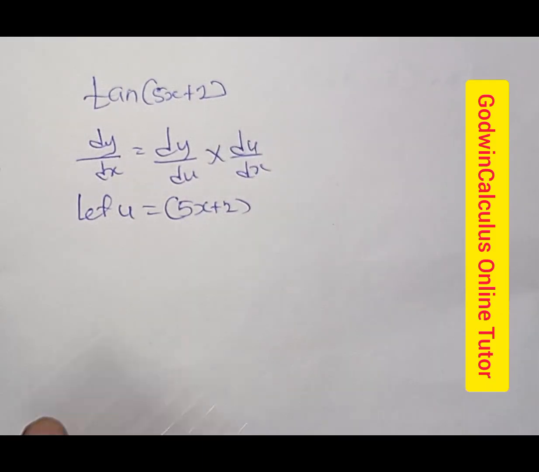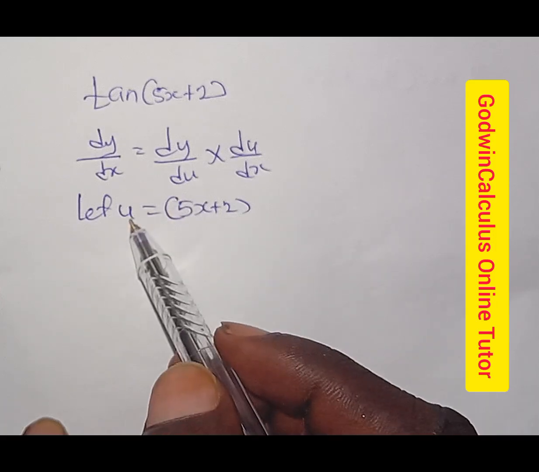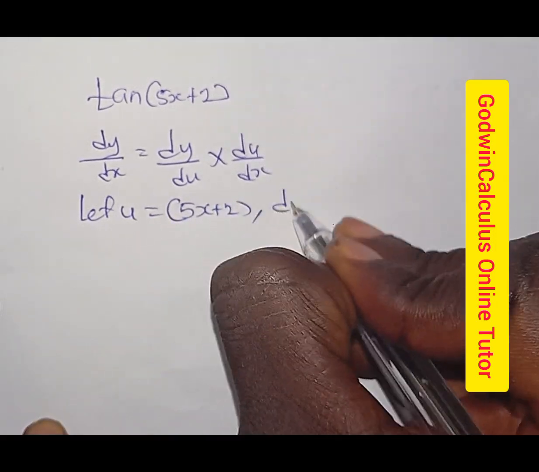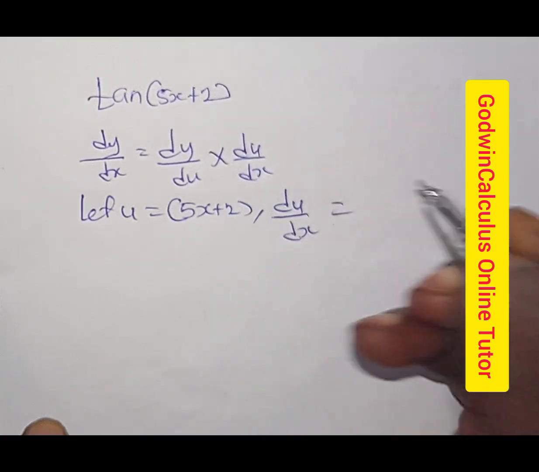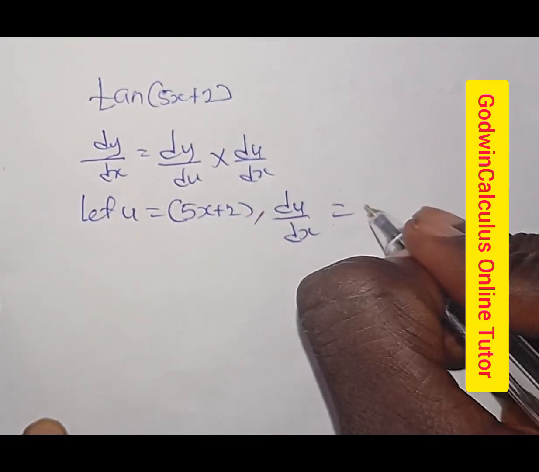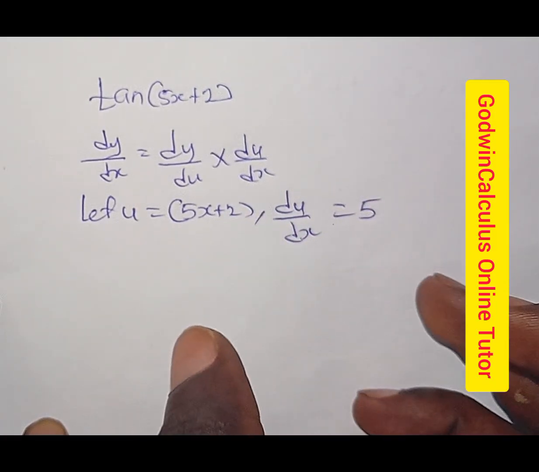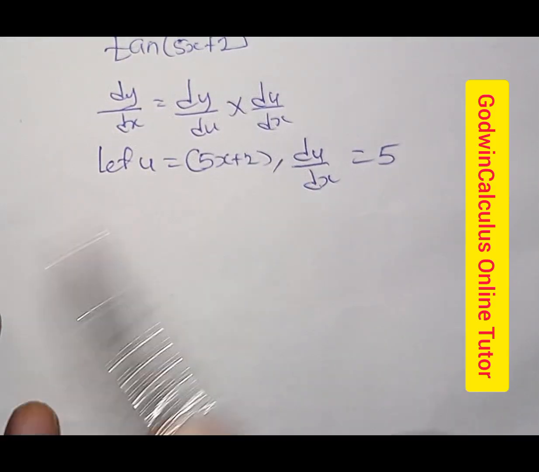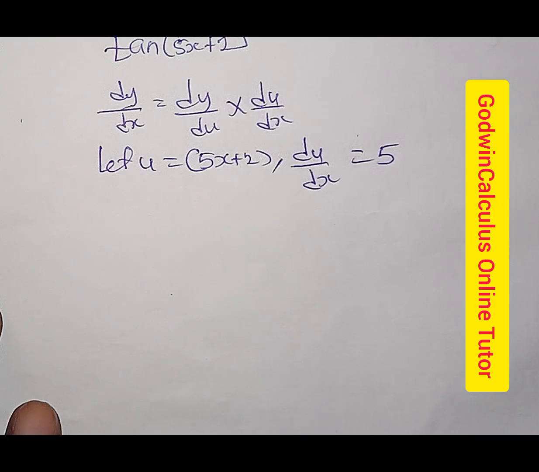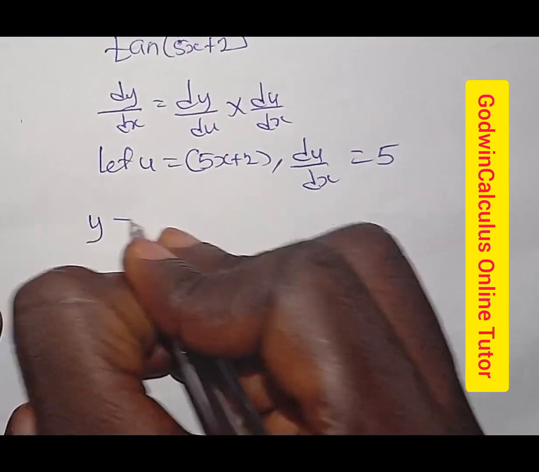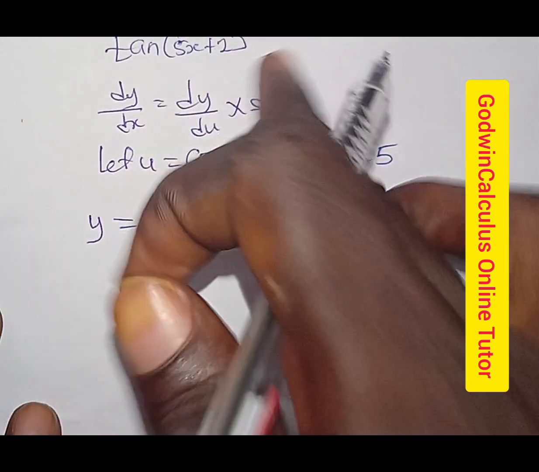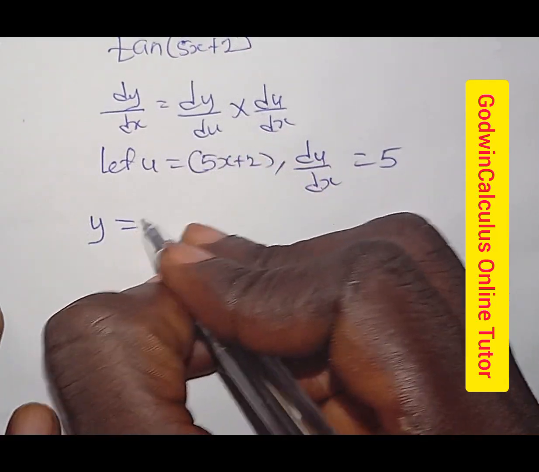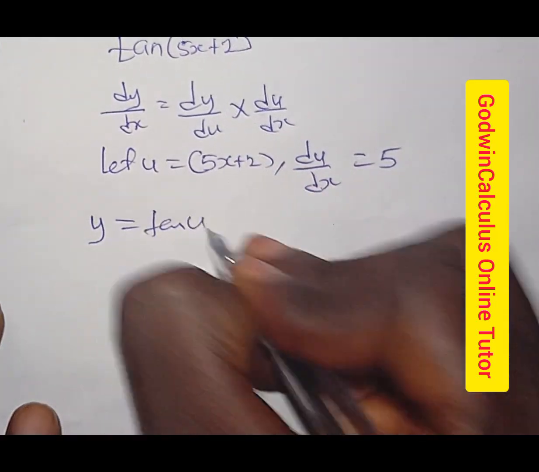To find our du/ds, let's differentiate u, which is 5s plus 2. Now du/ds will give us, if you differentiate 5s plus 2, we have 5, if you apply the rules of differentiation. Now to find our dy/du, since our u is equal to 5s plus 2, let our y be tan u.